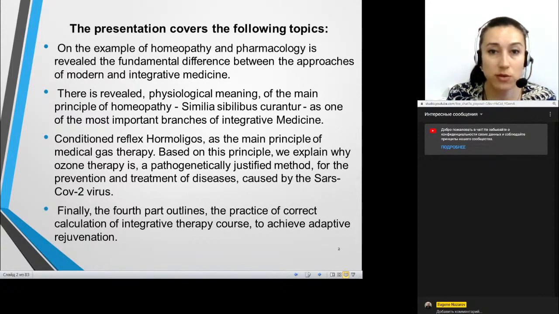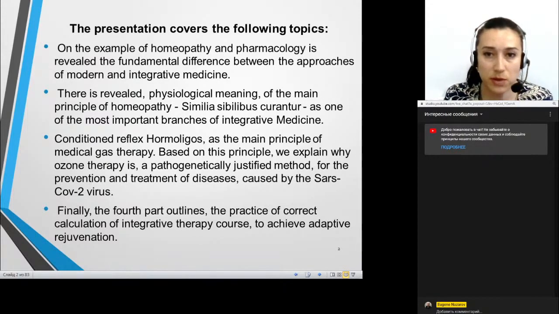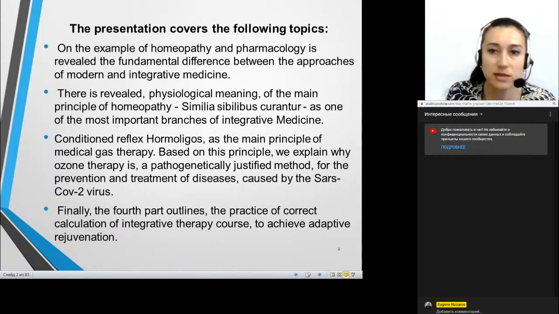Conditioned reflex homology as the main principle of medical gas therapy. Based on this principle, we explain why ozone therapy is a pathogenetically justified method for the prevention and treatment of disease caused by the virus SARS-CoV-2. And finally, the fourth part outlines the practice of correct calculation of an integrative therapy course to achieve adaptive rejuvenation.